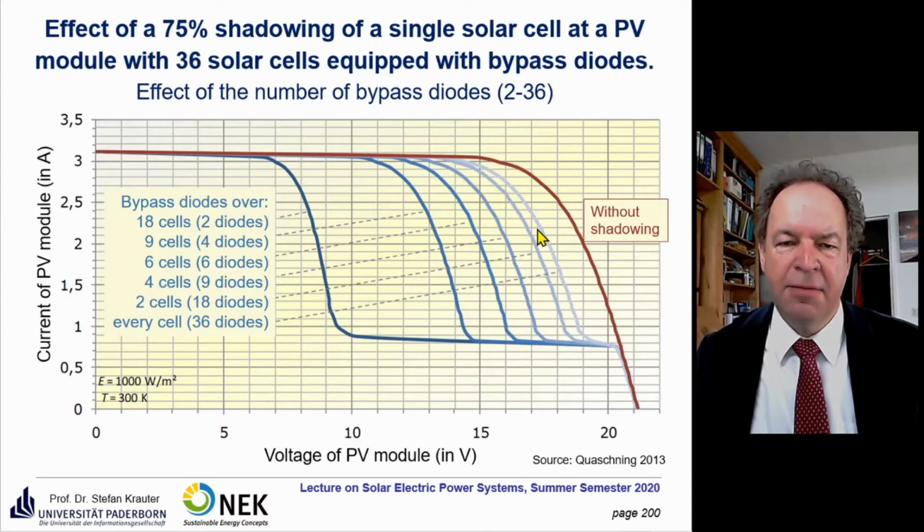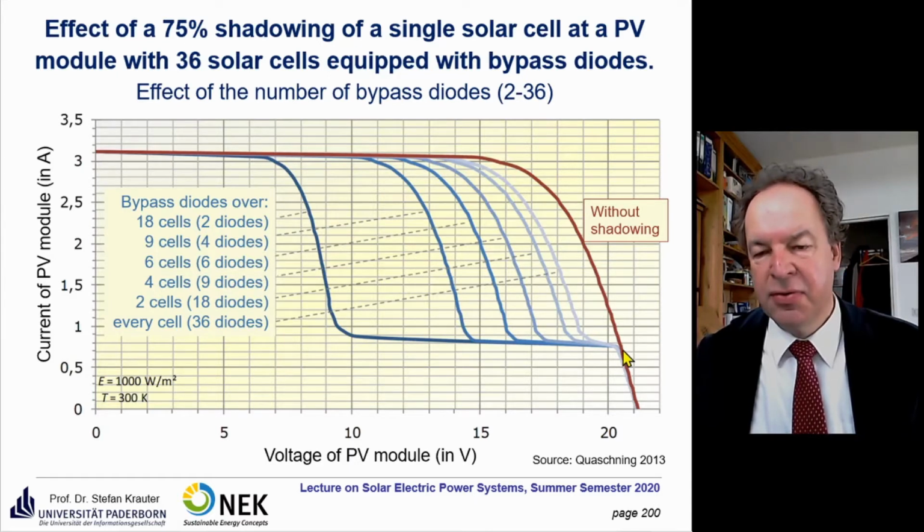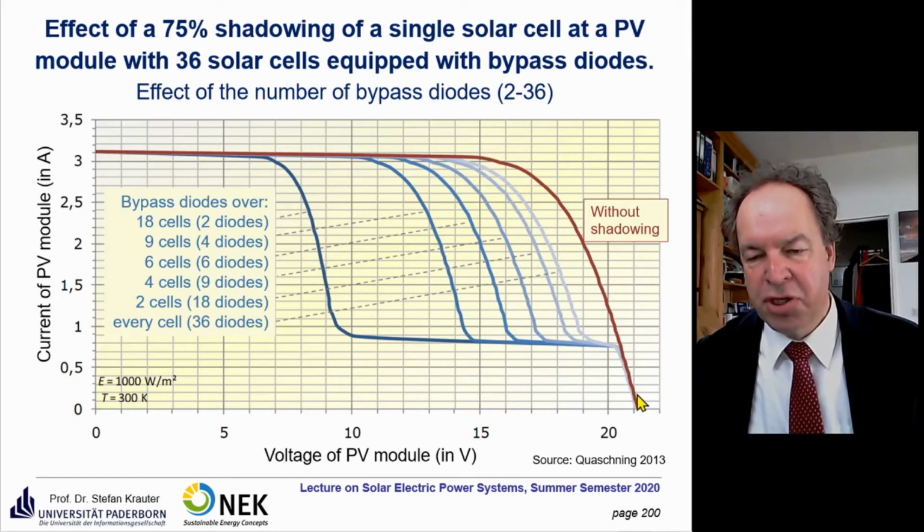This is shaded by 75%. So you see here, if we consider the currents below 25% of the original current, there is no change at all to the original IV curve without shading.